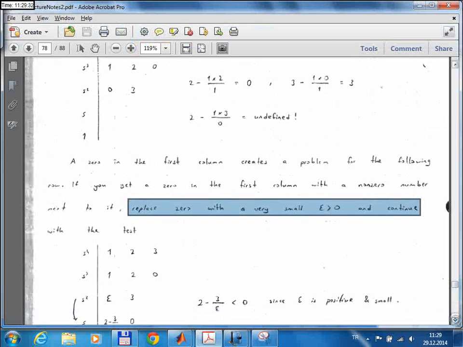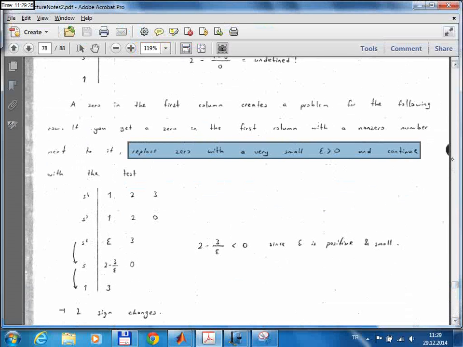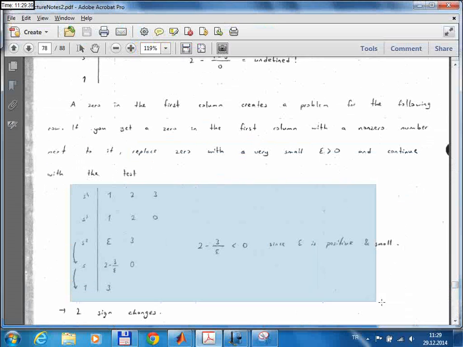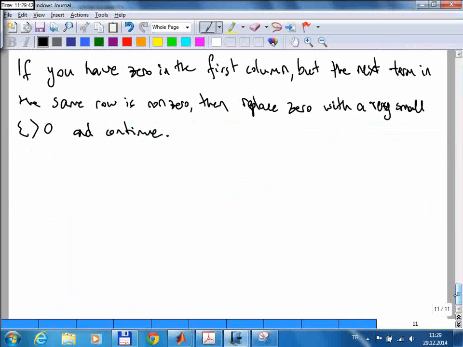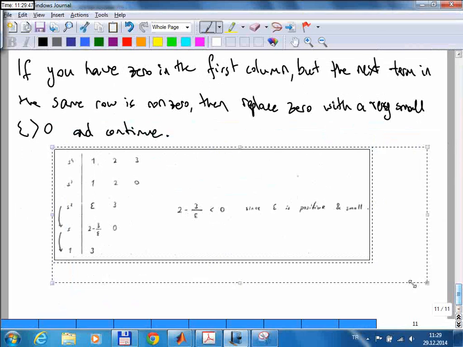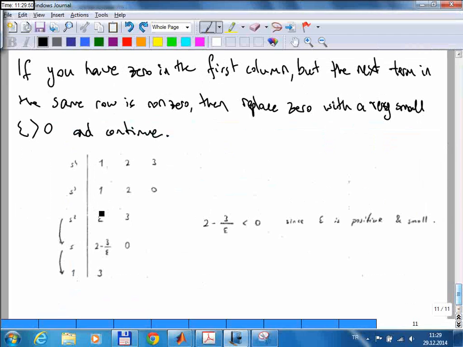So let's see what we get if we do that. Okay, so this is where we had 0, right? Instead of 0, I put an epsilon and continue the test. For the next row, I get this quantity. Before, this was 0, and I would have had a divide by 0 error. If I replace the 0 with an epsilon, then I don't get that error anymore. But since epsilon is a very small number, this becomes a very large number. And you subtract a very large number from 2, that means this becomes a negative quantity, right? So this is always negative if epsilon is sufficiently small.